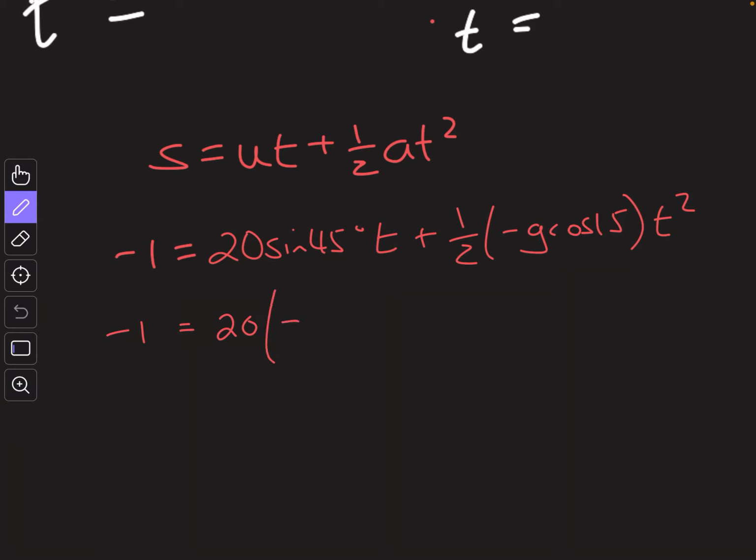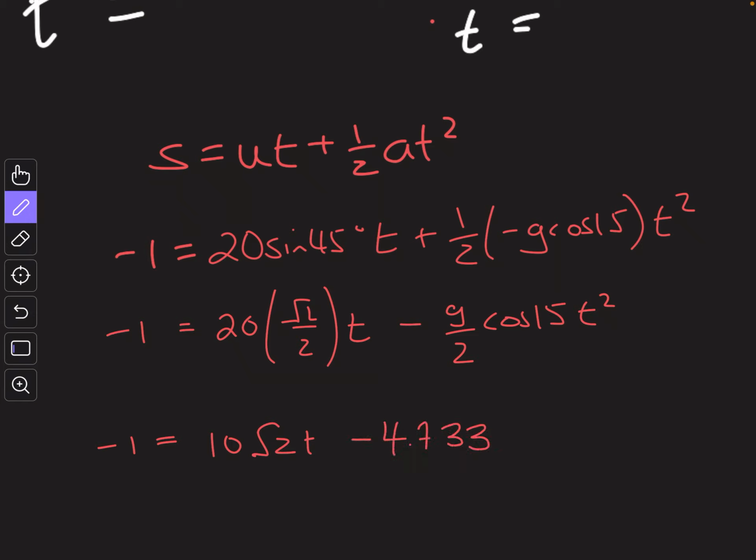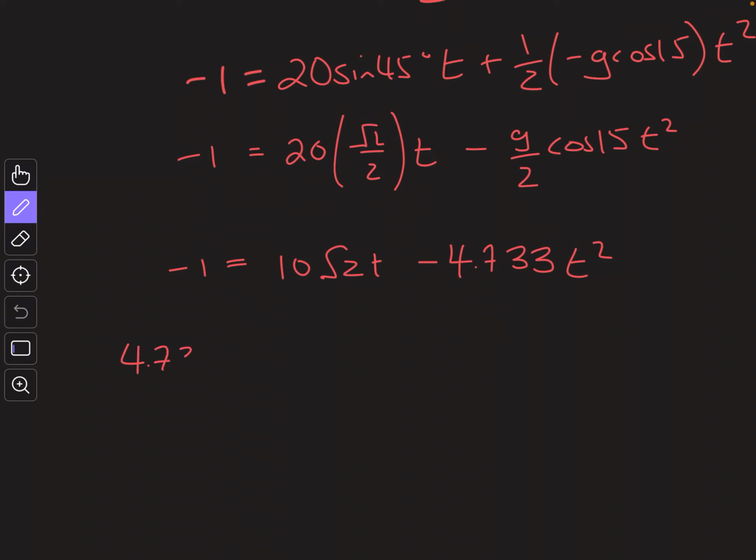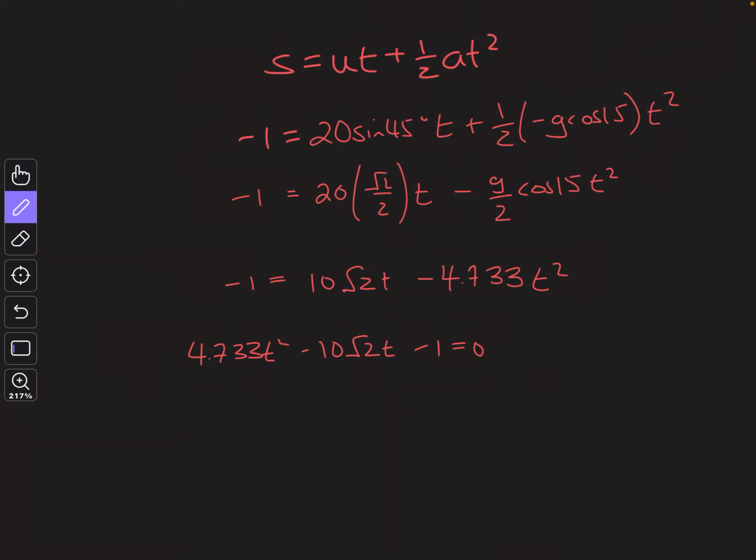This is 20, sine 45 is root 2 over 2, and T is T, minus G over 2 cosine 15, which is not nice. Cosine 15 is not a nice number, so make sure you have your calculator handy. You could leave it as cosine 15, but you get a really ugly looking thing in your calculator, and you're just going to get a quadratic. So I'm going to say cos 15 by 9.8, divided by 2, and hit my change button, which is minus 4.733 t squared. Three decimal places is more than enough. It's not going to throw your minus b formula out. So bring everything to the left, and you'll realize that you have a quadratic.